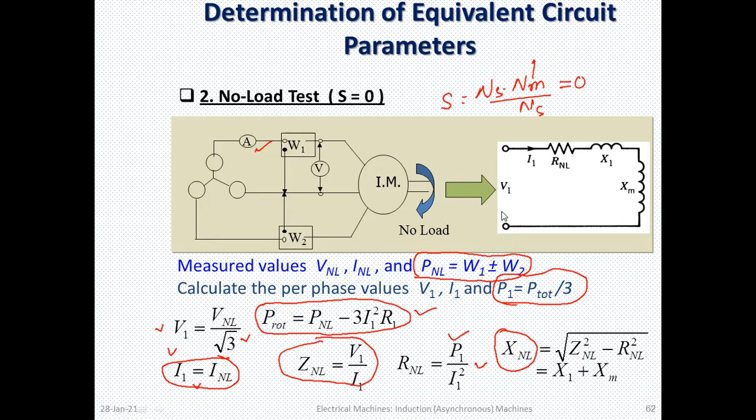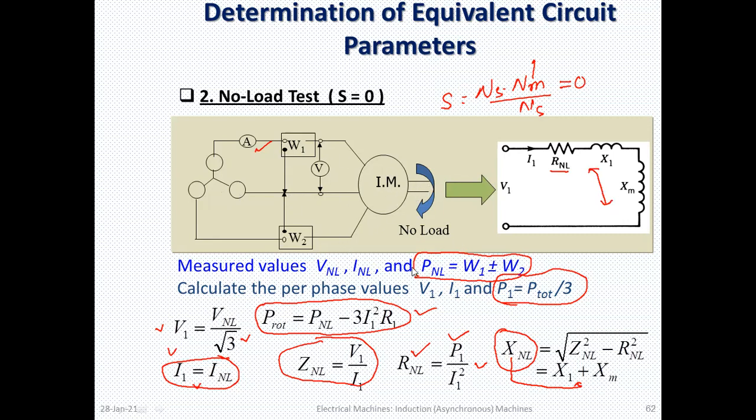V1 is our per phase voltage, I1 is the ammeter reading, RNL we have already calculated from here, and X1 is the reactance of the primary, and XM is the magnetizing component from here. Here XNL, the no load component, is nothing but the summation of X1 plus XM. So these are the no load parameters we have measured by giving the input supply to the stator side, and load is not connected to the motor.